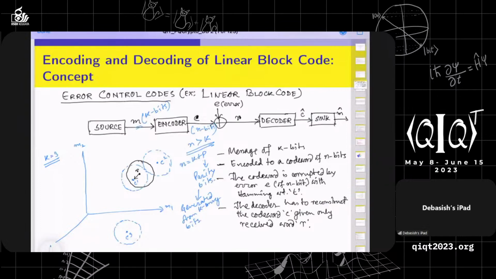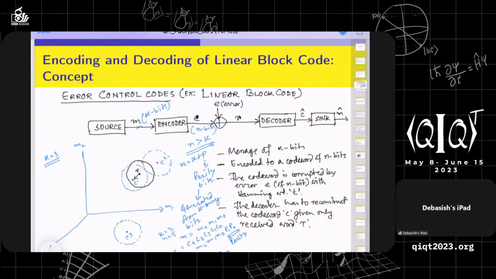Fine. For example, suppose k equals 3, so I have message bits M2, M1, M0, and n equals 5. So I can say C is my code word, which is C4, C3, C2, C1, C0, which is nothing but M2, M1, M0, and P1, P0. But these two bits are the parity bits. And they may be generated with some linear operation between any combination of the message bits.